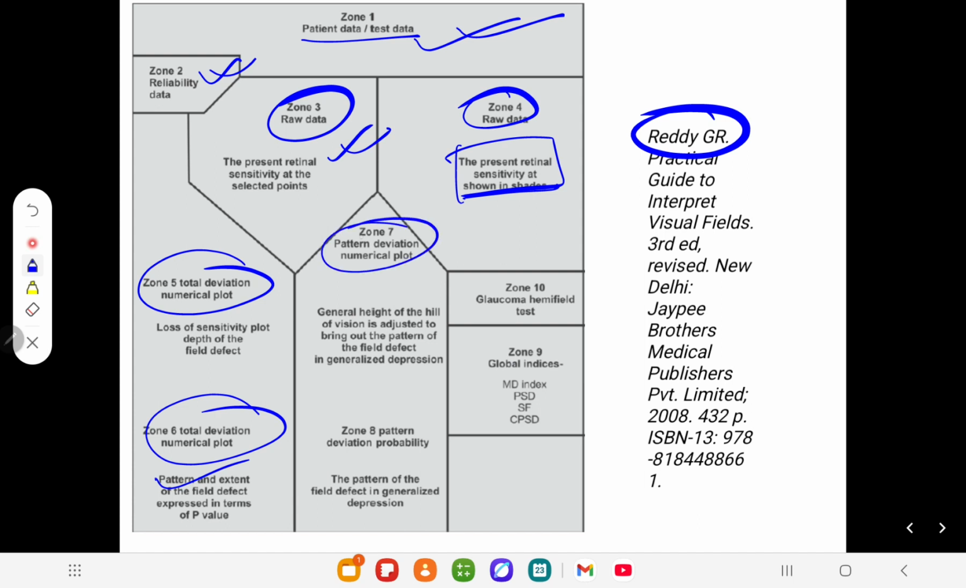Seven, pattern deviation numeric plot. Eight, pattern deviation probability plot. So these are probability plot and numeric plot. And what do you have? Nine, global indices. Okay, global indices, I'm sorry, not reliability indices. And ten is glaucoma hemifield test.